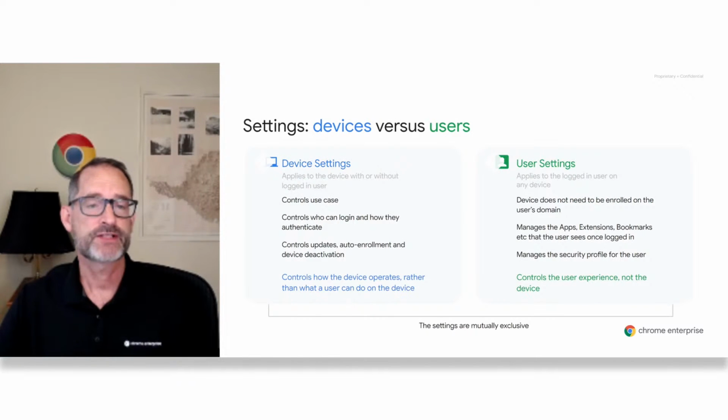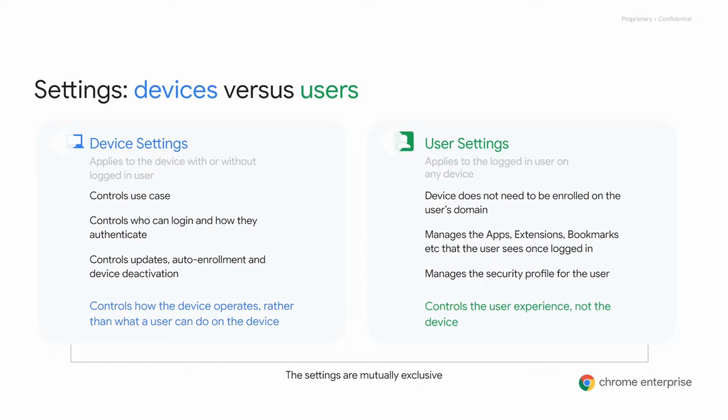First off, let's talk about some of these settings. As I said, there are two major groups of settings. We'll talk about some others as well. But first, there are device settings. Device settings control how a device operates. They control what the use case is for the device, who can log in, and how they can access the device. It really controls how the device operates as opposed to what the user experience is like on the device.